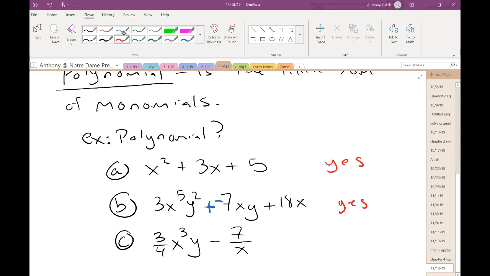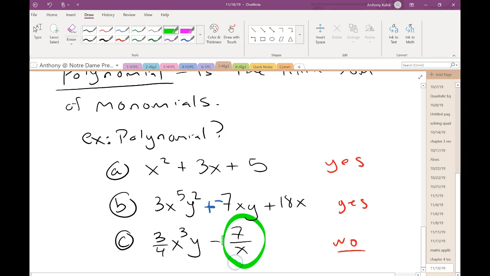Is that a polynomial? No? Why not? Good. So that guy is not a monomial because it's got division of a variable going on in it. And that's not okay.